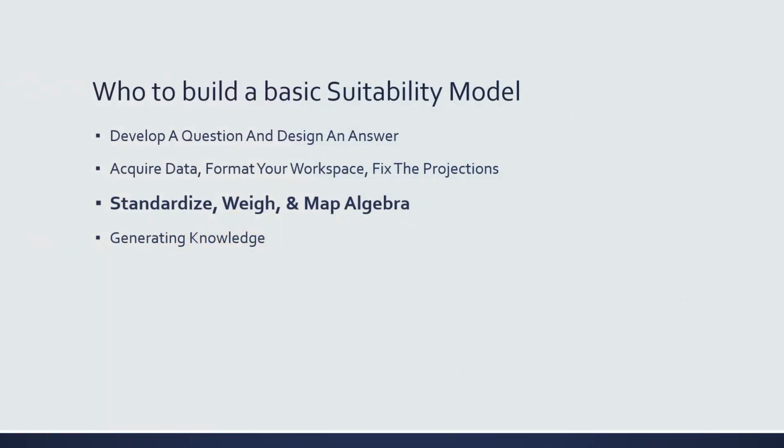So we're in the third step in this process, and this is the one where we standardize data and do some map algebra. This is sort of the meat and potatoes, if you will, of the modeling process, or if you're a vegetarian, perhaps we'll call it the beans, nuts, and potatoes of the project. So let's take a look and see exactly what we're going to do next.